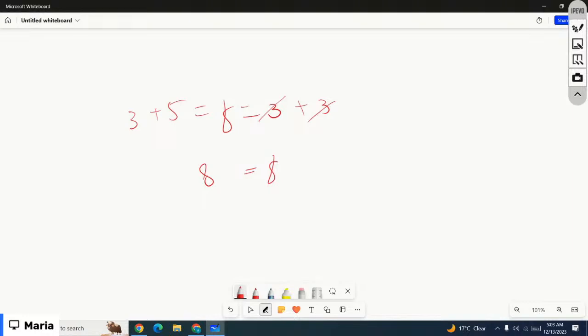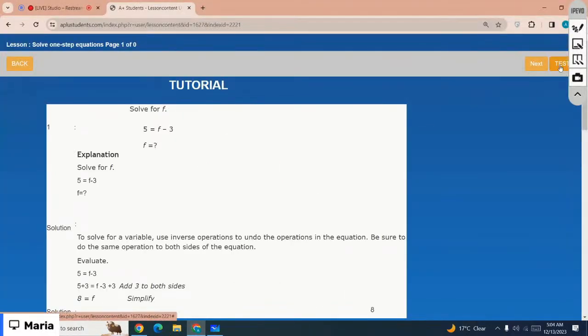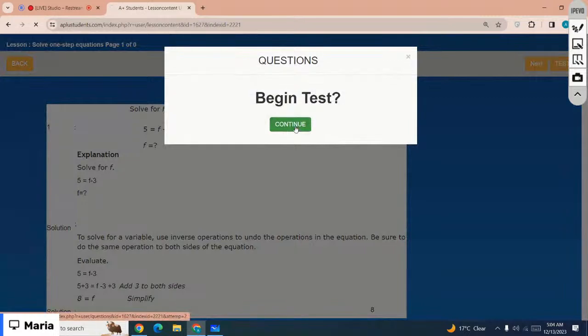So that's how you can solve one-step equations. Basically, you have to isolate the variable, right? Isolate the variable means the variable is on one side and the rest of the things are on the other side. Let's just start with the test questions.